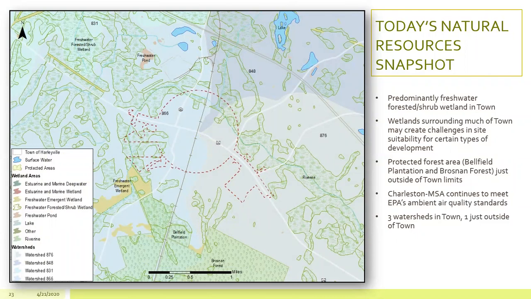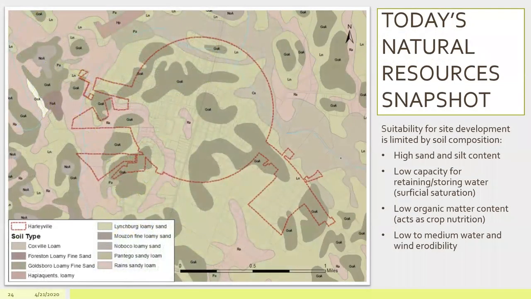The Charleston MSA continues to meet the EPA's ambient air quality standards, so that's good. There's no problem going on with air quality. And again, still just 3 watersheds in town and 1 just outside of town, so no change to the watershed situation.